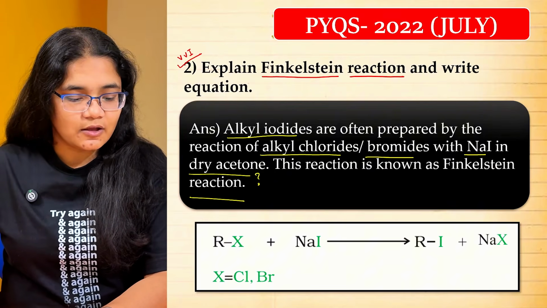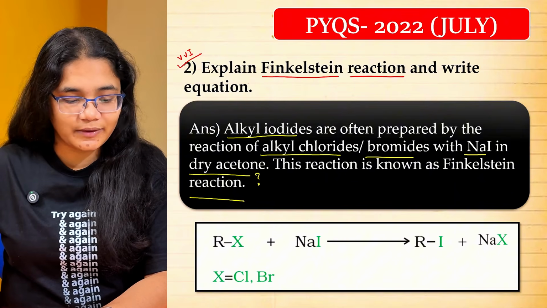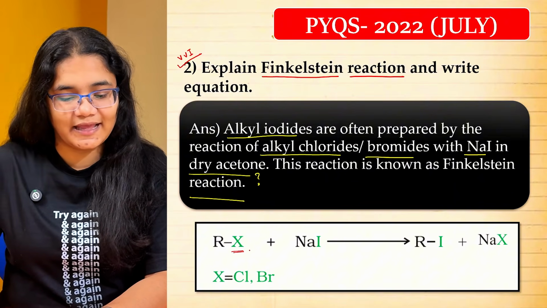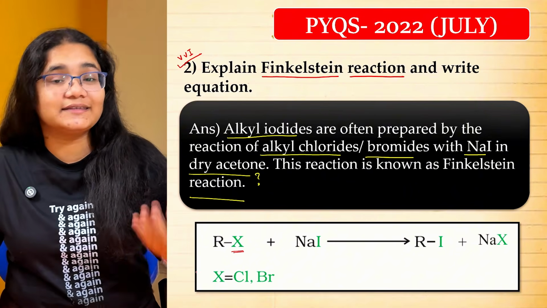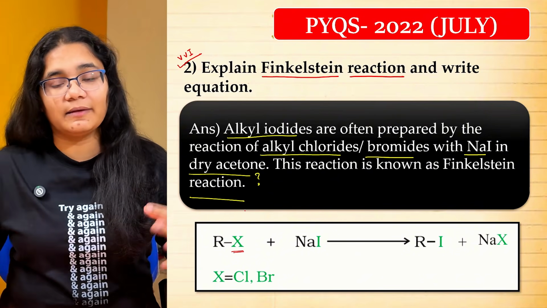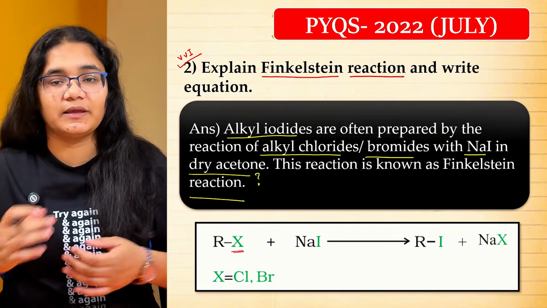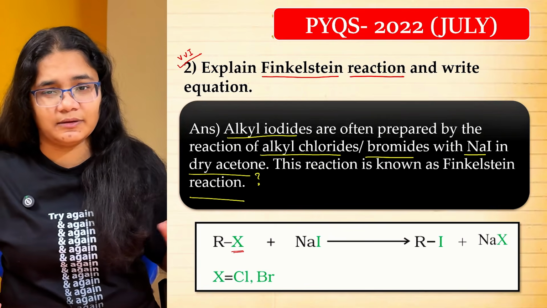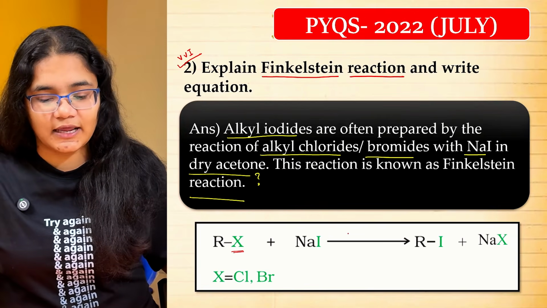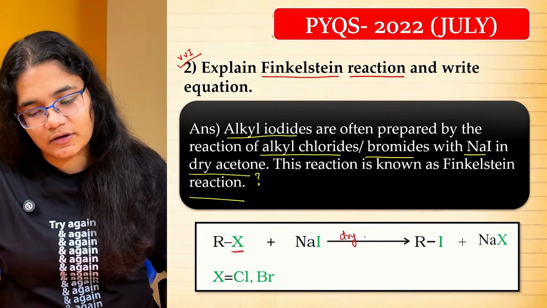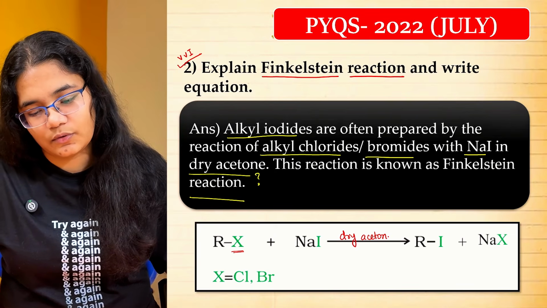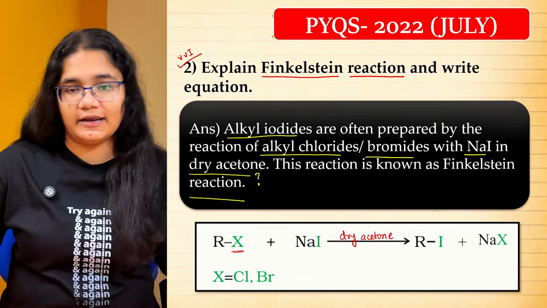Here you can see, when it is told to write the equation, always mention with X. If it is given to write an example, then try to write it using something like Br, like you can use CH3Cl, CH3Br, anything. Okay, so RX with NaI, and here I have to use dry acetone to get RI plus NaX.